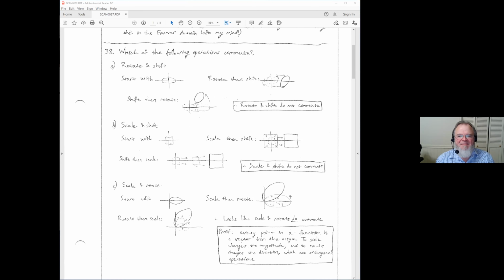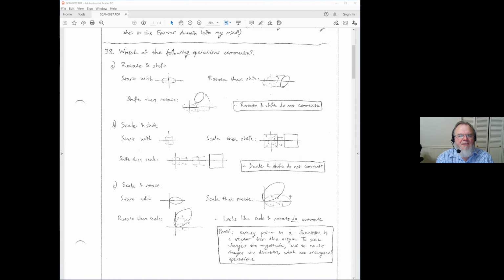Yeah, so start with a square centered at the origin. Scale first and then shift, or shift and then scale. Shift then scale ends up much farther from, about twice as far from the origin. So scale and shift do not commute. Okay, so in both cases, you've disproved the proposition by giving a simple counterexample.